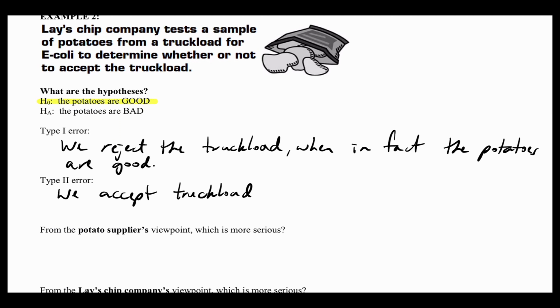Isn't that always going to be your answer? They want it in context. So include things like truckload, potatoes, things like that. Put it in context. So you want to explain it as clearly as possible, but you want to put it in context of the problem. Okay? We accept the truckload when in fact the potatoes are bad. That's a type 2 error.